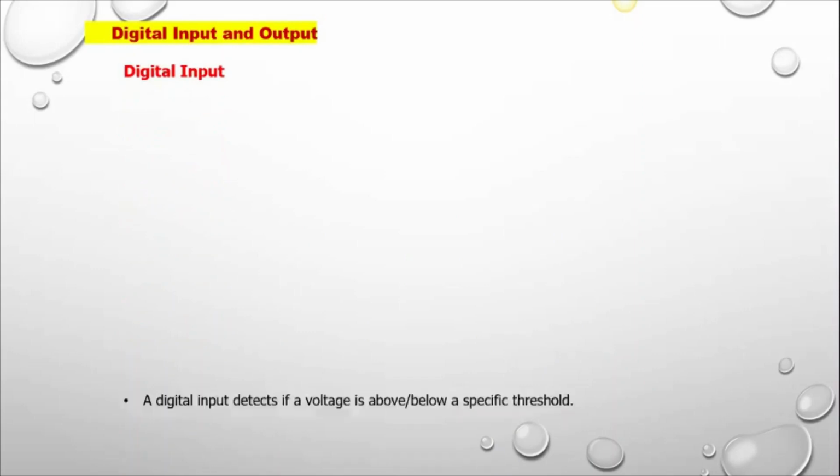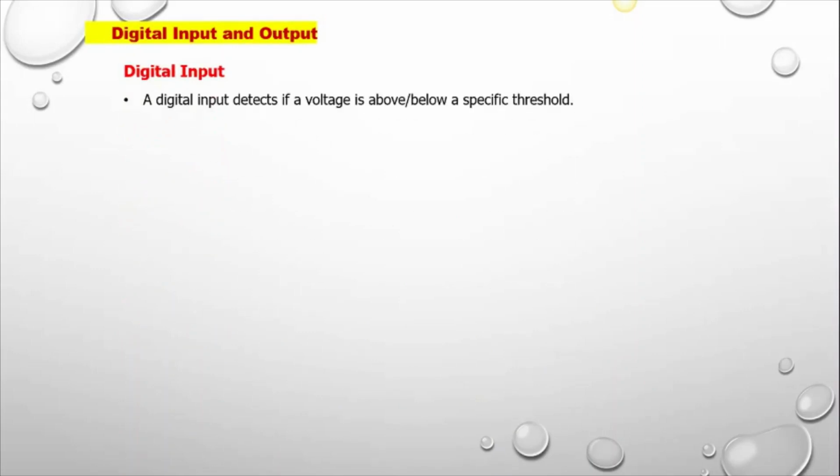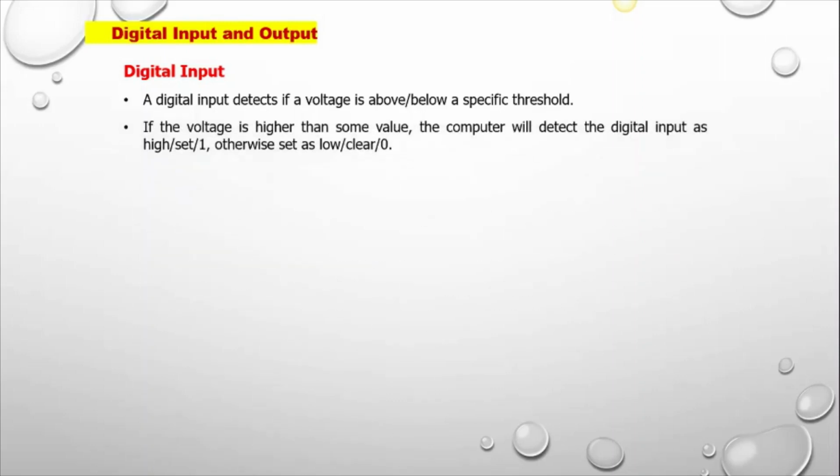Digital input means that if the digital port detects a voltage that is greater or lower than a certain threshold value, it will give value 1 or 0. Okay, what does it mean? If the voltage is higher than the threshold value that has been set in the Arduino program, the computer will detect that value as the high value, or it will be set to 1. Otherwise it will be set to low value or 0 value.